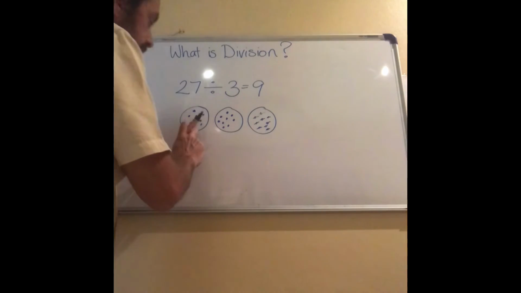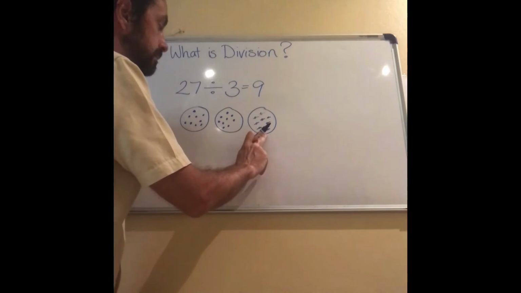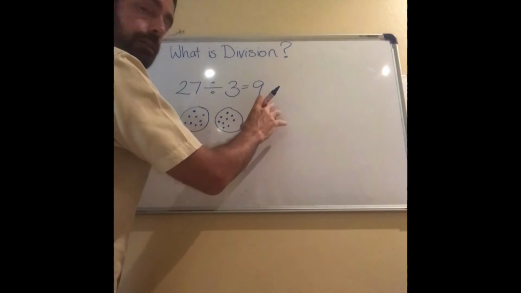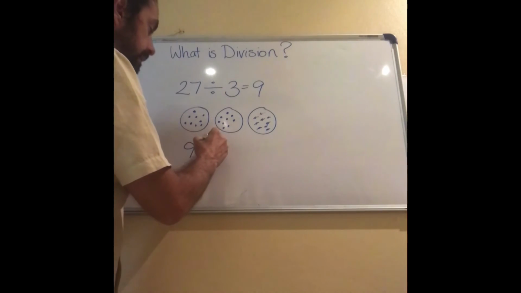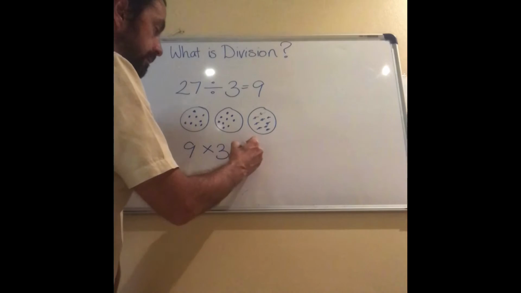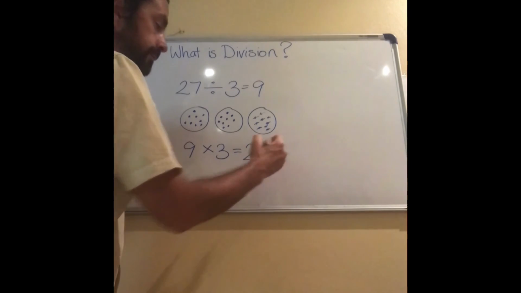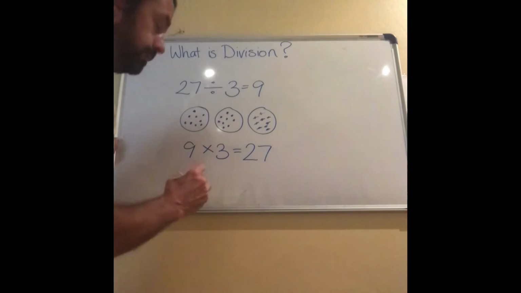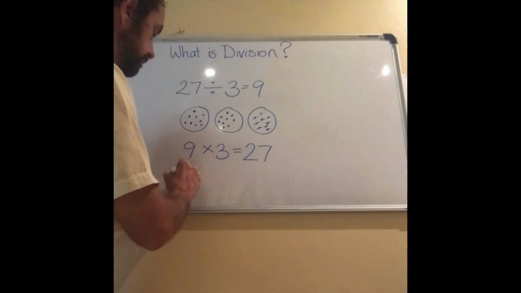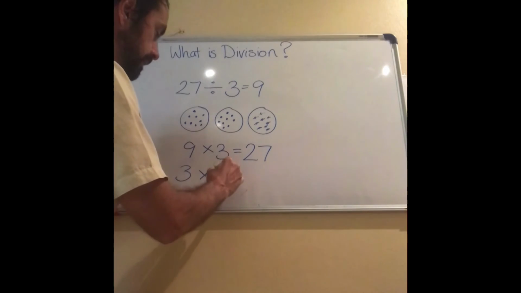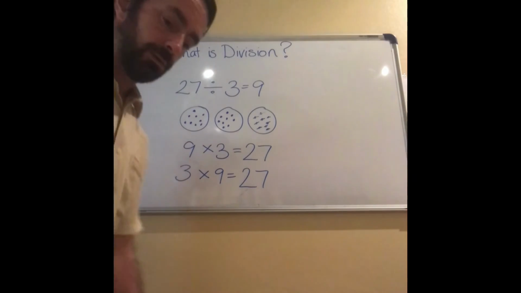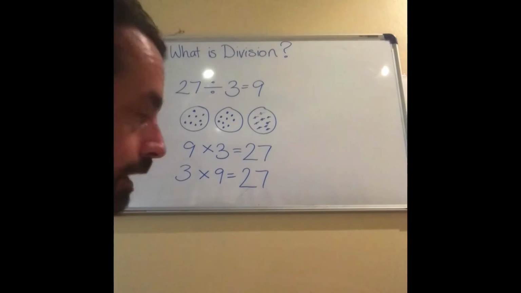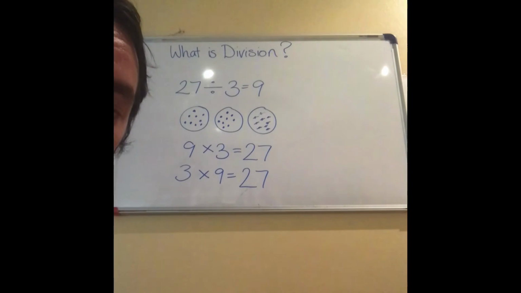Have a look at this. We've got 3 groups of 9. 9 times 3. We've got 9, and we've got 3 groups of 9 equals 27. Or we can also show it like this. We've got 3 groups of 9 equals 27. So right here we can really start to make connections between times tables and division.